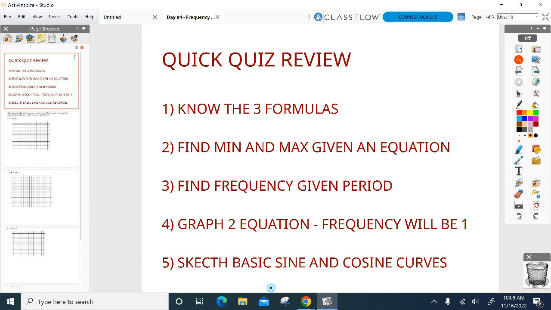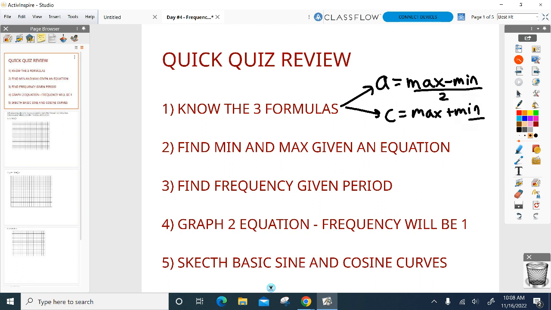You're going to be tested on the 3 formulas, which I am not going to give to you. They're not on the formula sheet. I won't even give you a formula sheet. Those 3 formulas should all be on the front of your packet if you've been here and keeping up. How to find the A value, which is max minus min, make sure, because one's plus, one's minus, right? Over 2. And then the C value, which is max plus min divided by 2.